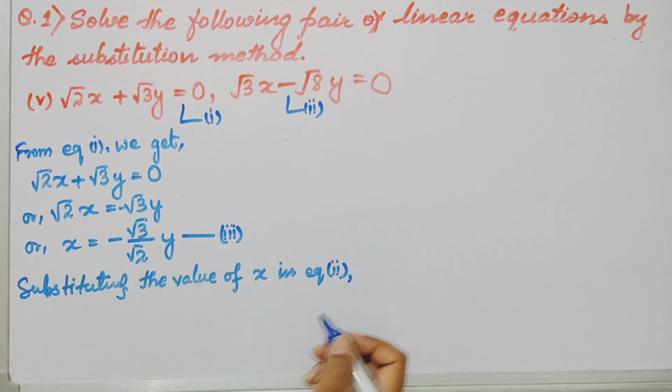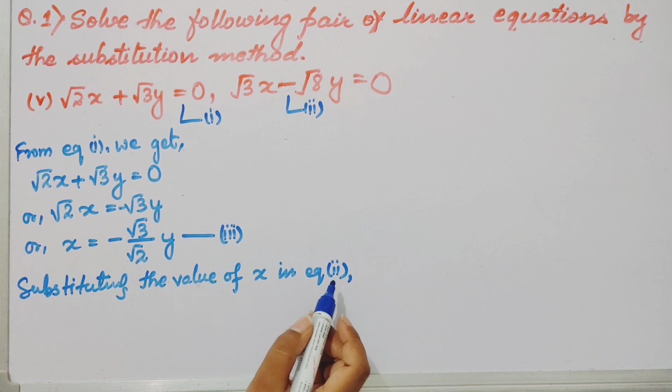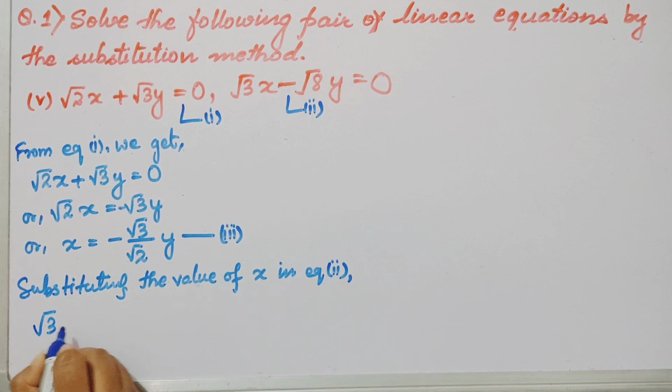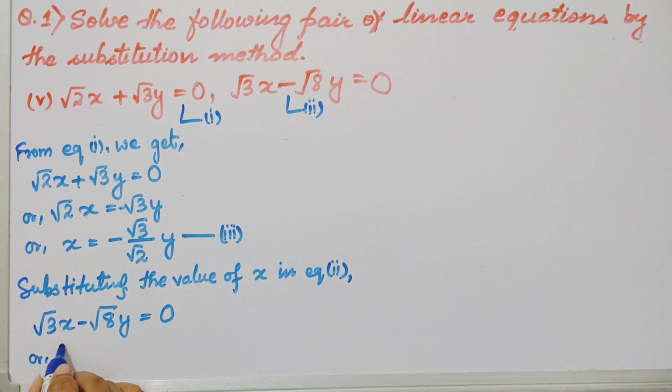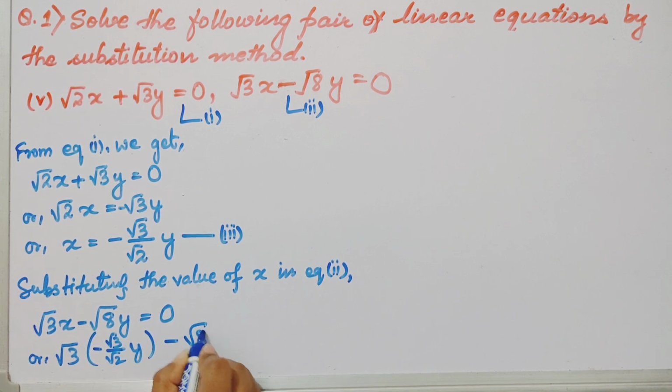Now we are substituting the value of x in equation 2. Root 3 x minus root 8 y equals 0, or root 3 into minus root 3 by root 2 y minus root 8 y equals 0.